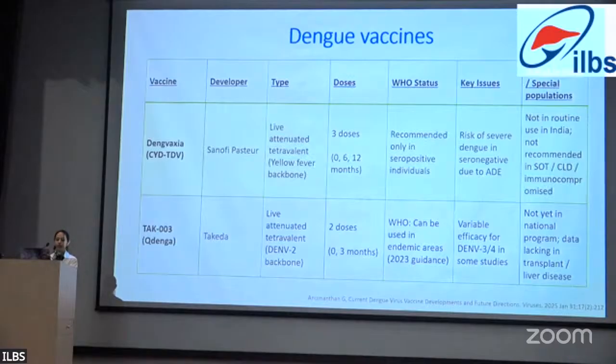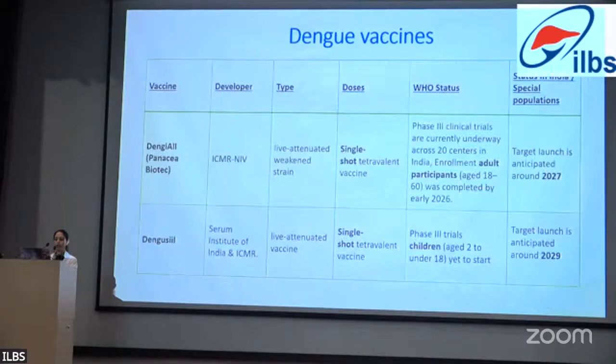It is a live attenuated vaccine. 3 doses are recommended, but only in seropositive individuals. This is a critical issue as WHO recommends it only in seropositive individuals, and if given to someone who has never been infected, there is a serious risk of antibody-dependent enhancement. Next is Qdenga, which has a 2-dose schedule, and WHO has updated its guidelines to allow its use in endemic areas regardless of prior infection.